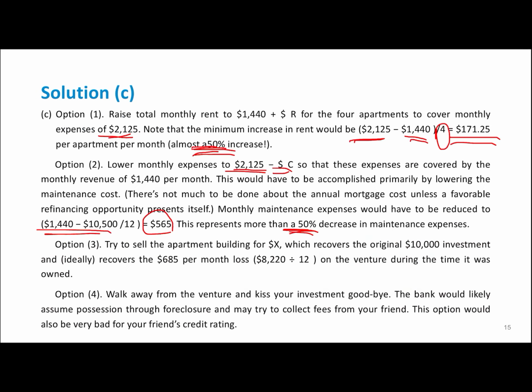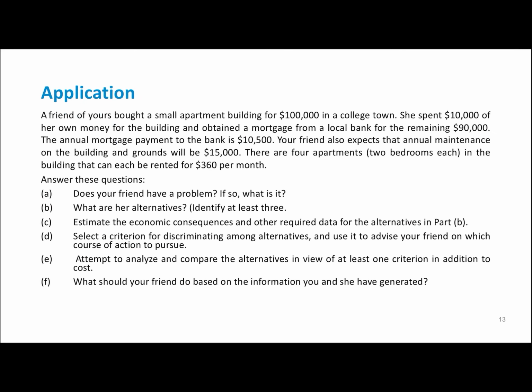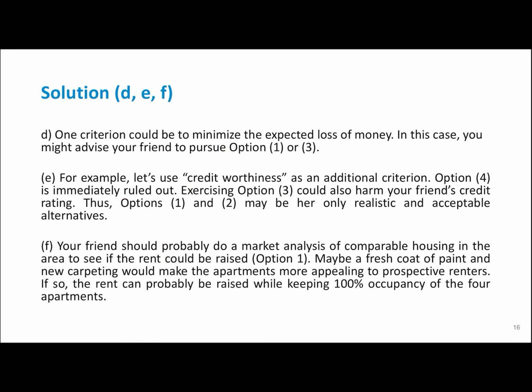Again, back to the question E, attempt to analyze and compare alternatives in view of at least one criterion in addition to cost. So in E, for example, let's use creditworthiness as an additional criterion. Creditworthiness means you try to talk about the money. So option 4 is immediately ruled out, because now the credit means something is coming to you, or at least you don't lose money. But option 4 is exactly neglected, ruled out, because it's always losing.